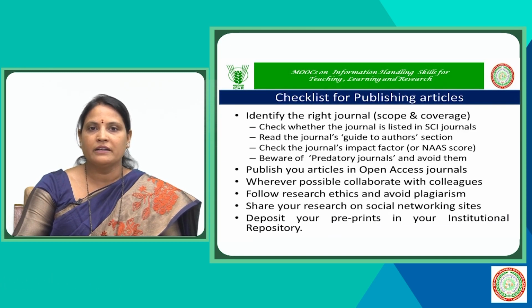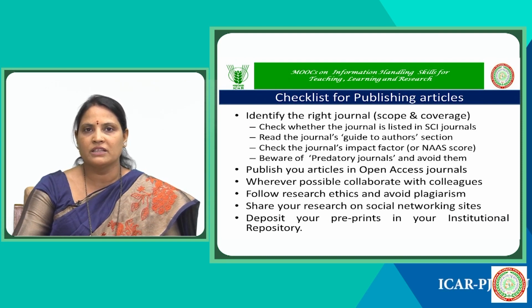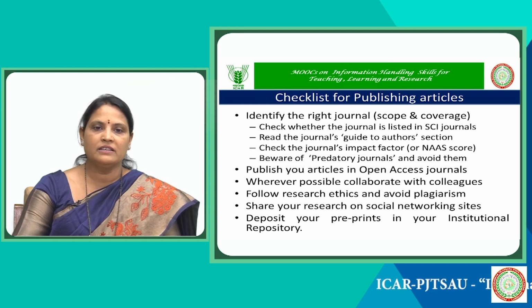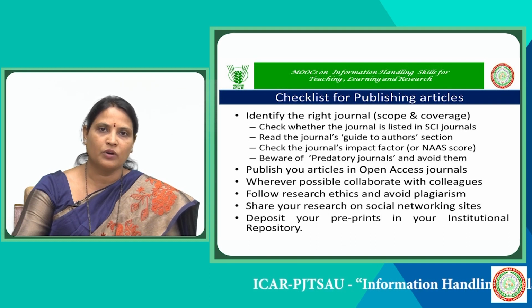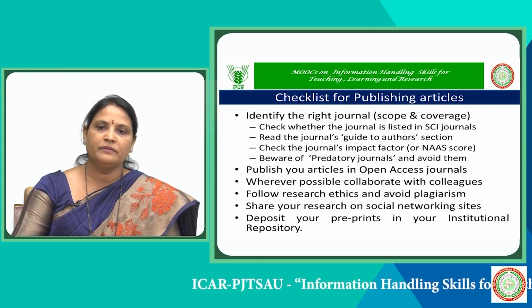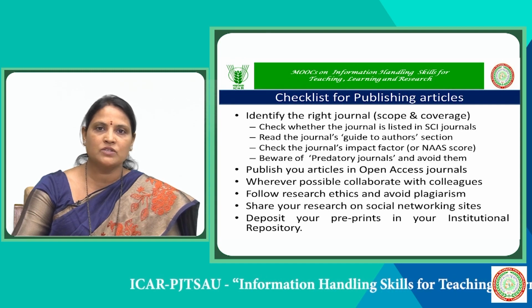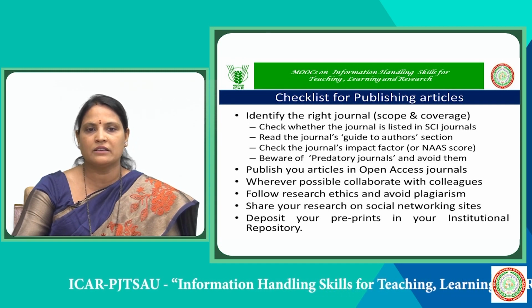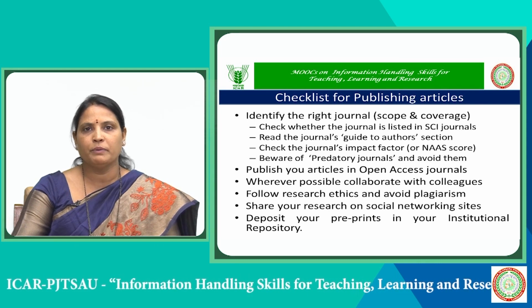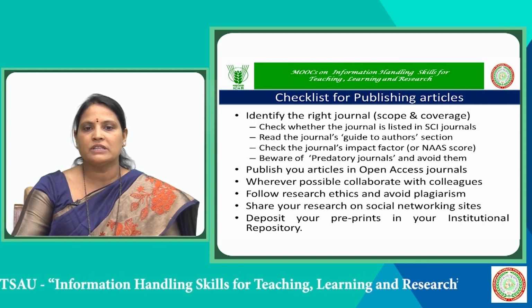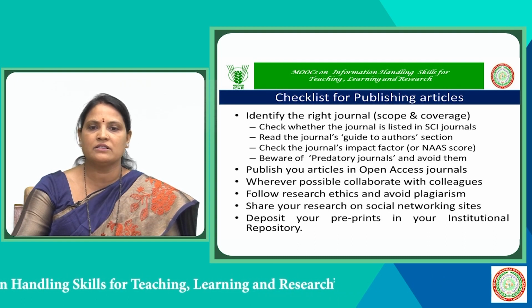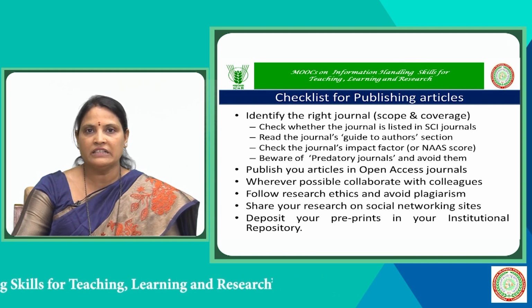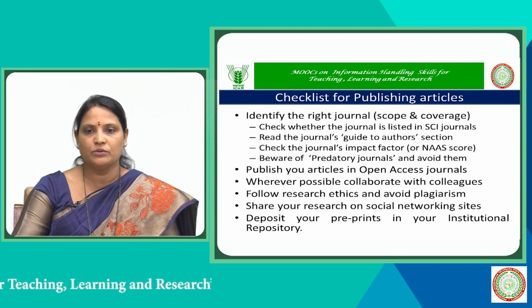When you are publishing articles, you also have to keep in mind the checklist for publishing. First, identify the right journals. Look at the scope and coverage of that journal, and if our article or title suits that scope and coverage, then we can publish the paper with that journal. Check whether the journal is listed in Science Citation Index journals, and first read the instructions of the journal, that is the guide to the authors.